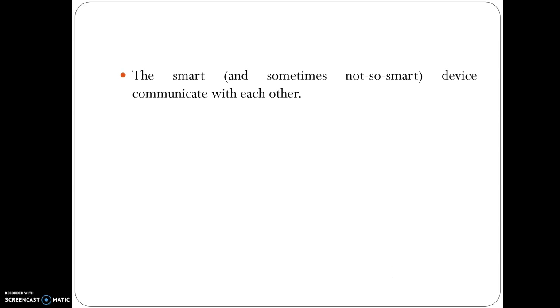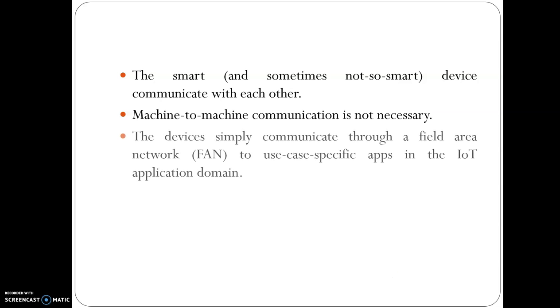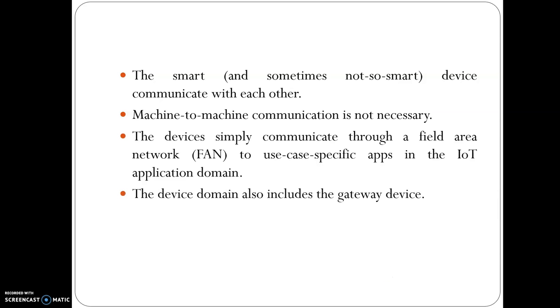Now, in many cases, these smart devices communicate with each other. In other cases, machine-to-machine communication is not necessary and the device simply communicates through the FAN, that is a field area network, to use-case-specific apps in the IoT application domain. The device domain also includes the gateway devices.